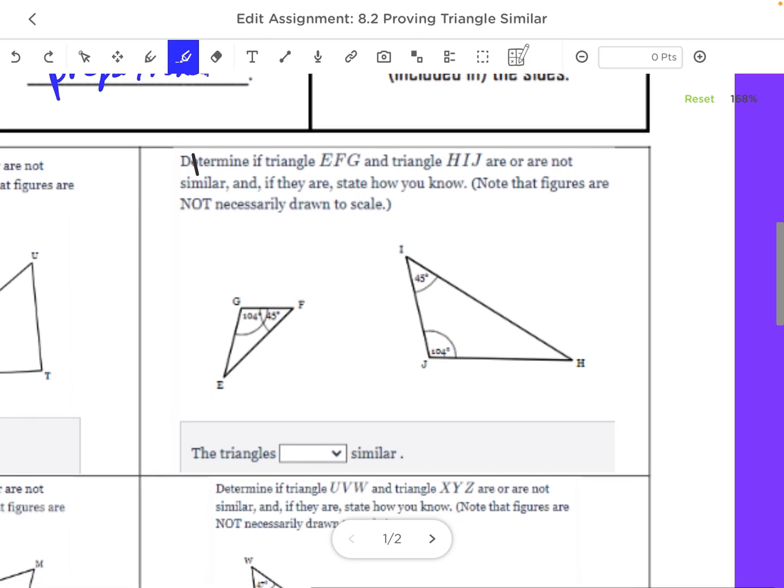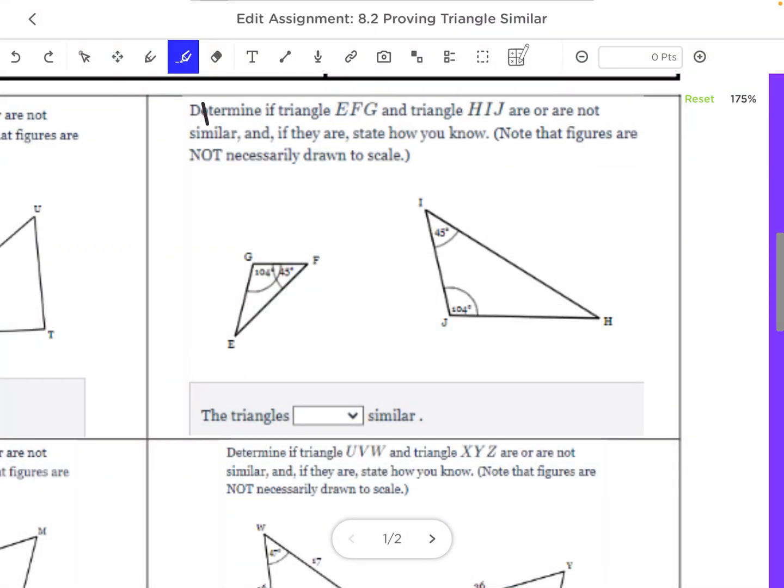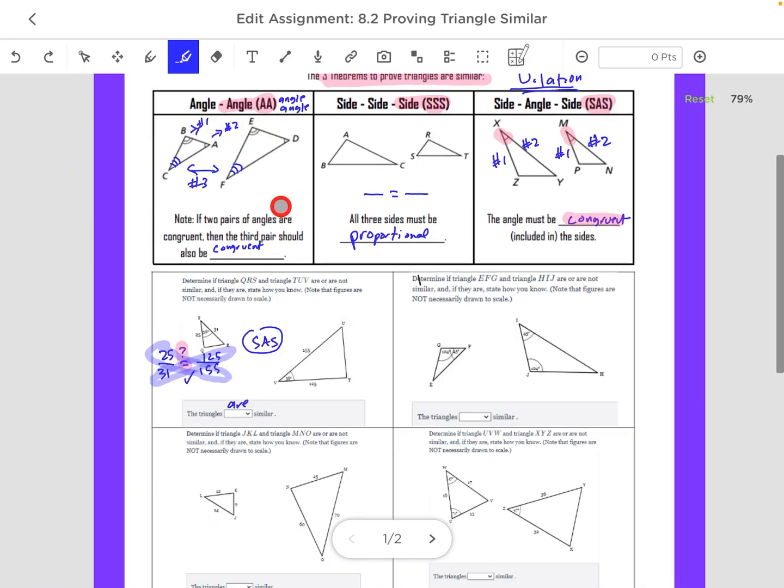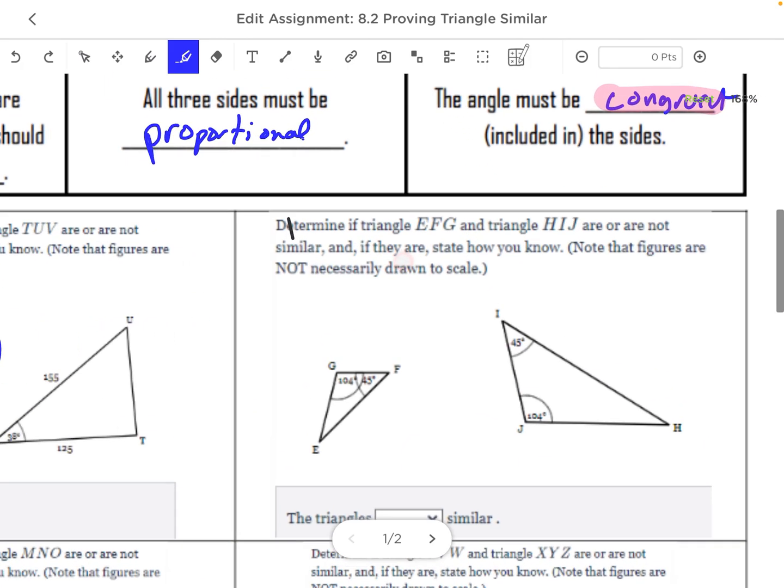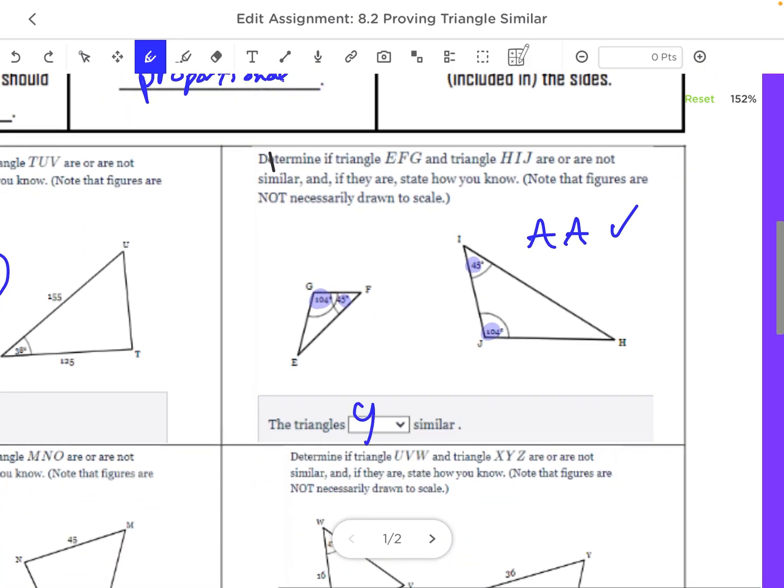So keeping that in mind, see about this one. Once again they want to see if these are similar or not. So what did we say? We see two angles here. We said if two angles are congruent, that means all three actually have to be. So let's look over here. We have a 45. Right here we have a 45. Here we have a 104. There we have a 104. So that is AA. So yes, those are similar by AA property.